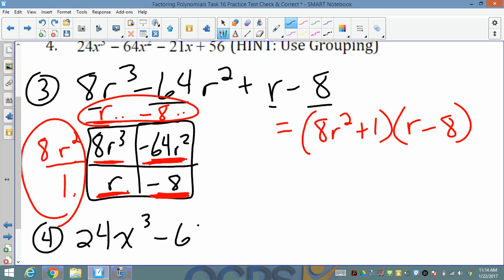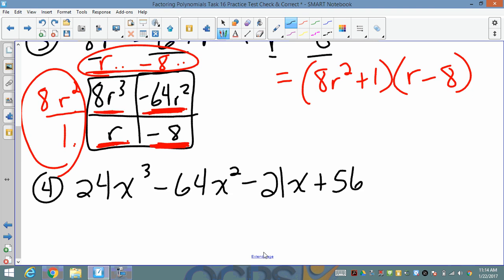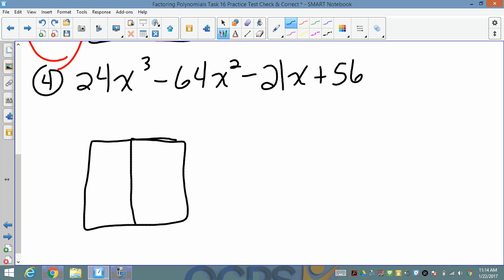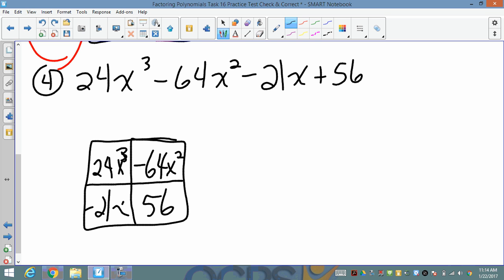Let's take a look at number 4. The numbers here are kind of big, so it might take you a minute if you haven't been practicing. It might take you a minute to find your GCF, and that's okay. Use your calculator if you really must. So I'm going to draw the box, 4 terms. That's how I know I'm using the box method, grouping. So I have 24x cubed, 56, negative 64x squared, and negative 21x.